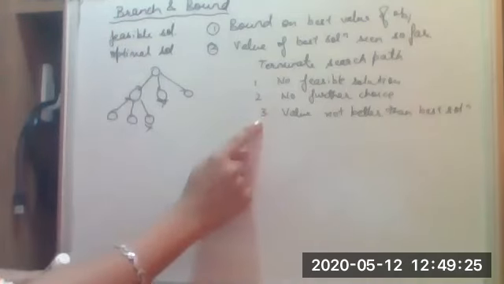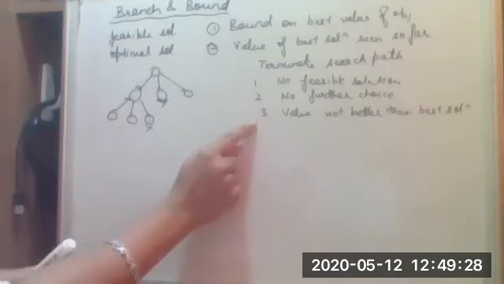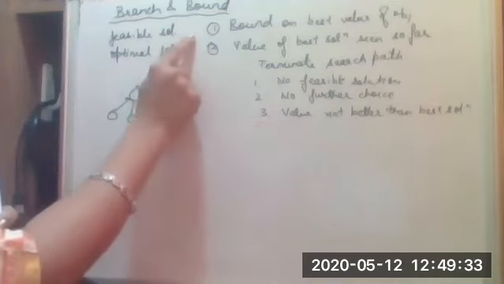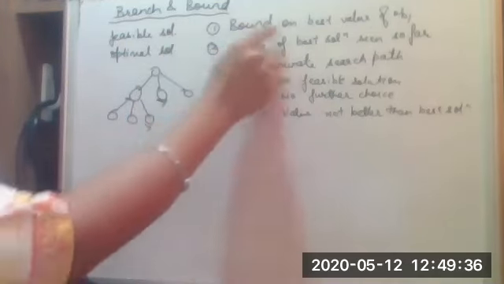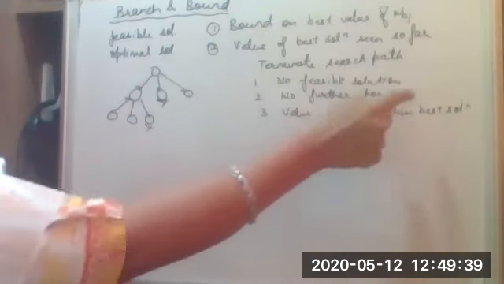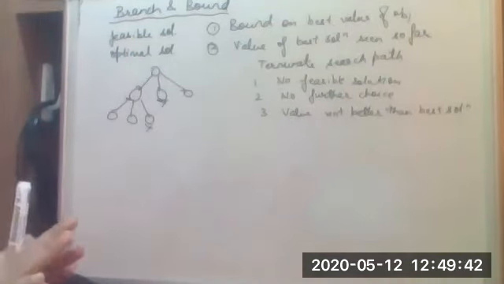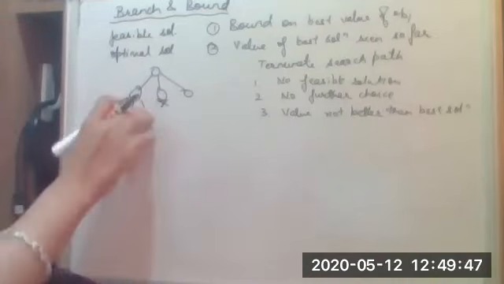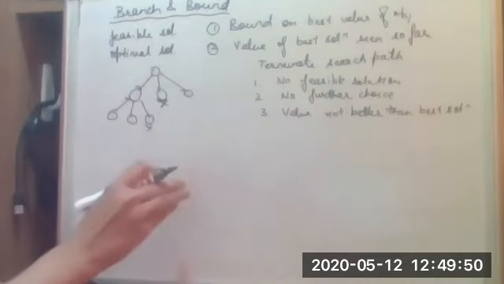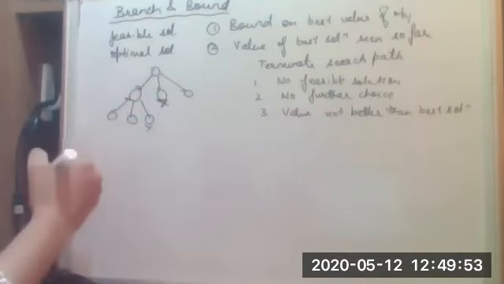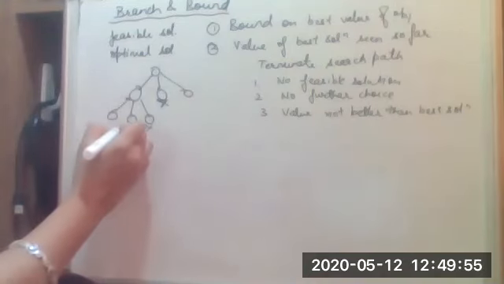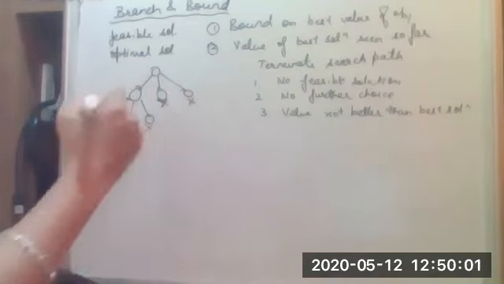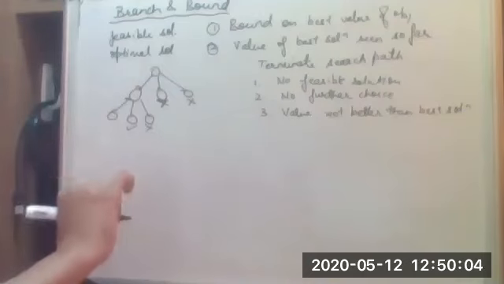Another important one, which will actually make our state space tree smaller, is that the best value at a particular point is not better than the best solution seen so far. If these two nodes are already pruned, maybe one for the feasibility condition and another for no further choice, and for these three nodes I have a better solution here, then this will not be searched further. So this path will be terminated.